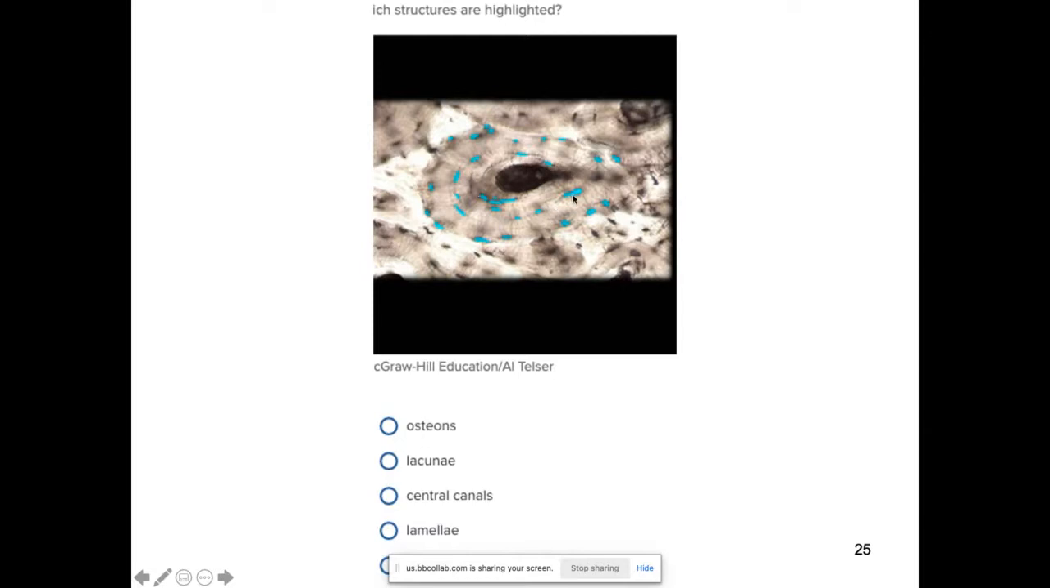So here, if we're looking at, we could see all these rings. This is an osteon. It wants to know what's highlighted here. So it's not an osteon. Okay, this whole circle would be an osteon. Can't be a central canal. That's the center part. It can't be lamellae because they'd have to label this differently for concentric lamellae or interstitial lamellae. And I can't see what the bottom one was, but it is lacunae. The lacunae are the cavities in which the osteocyte will sit in, okay?